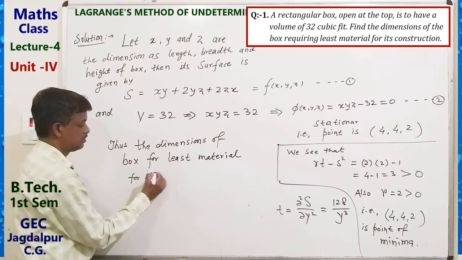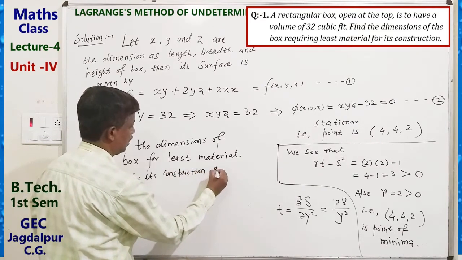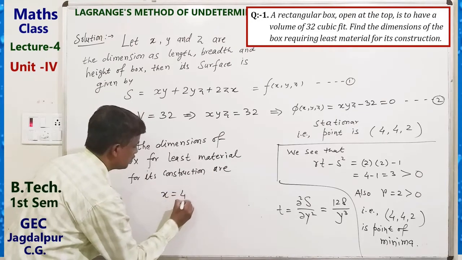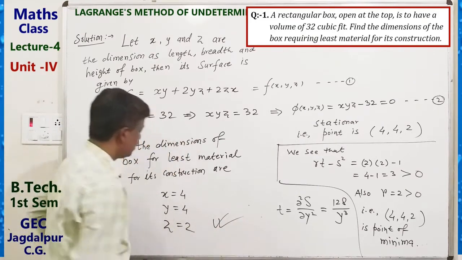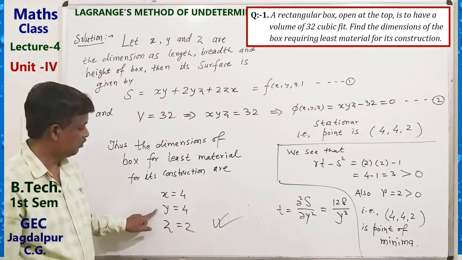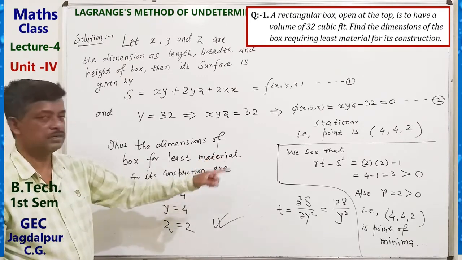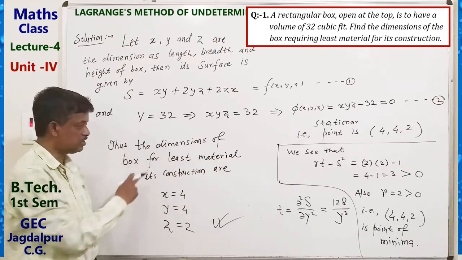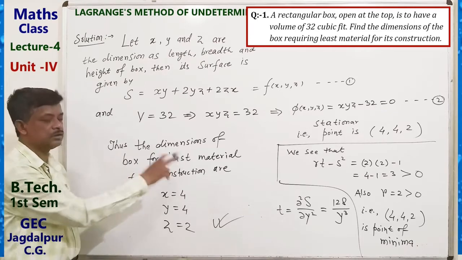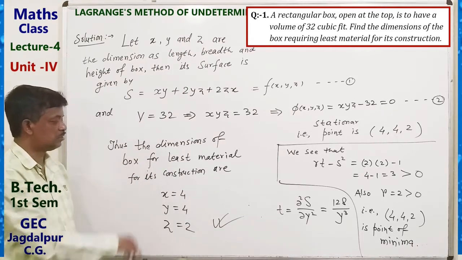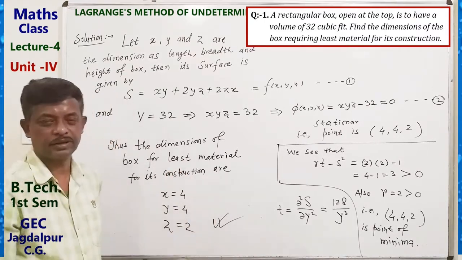For its construction, x equals 4, y equals 4, z equals 2. This is our answer: length 4, breadth 4 and z 2 feet. These are the dimensions of the box for least material requiring for its construction. The dimensions of the box for least material for its construction are these.